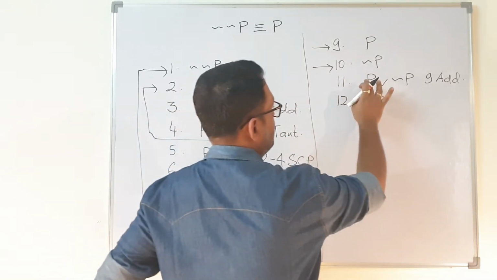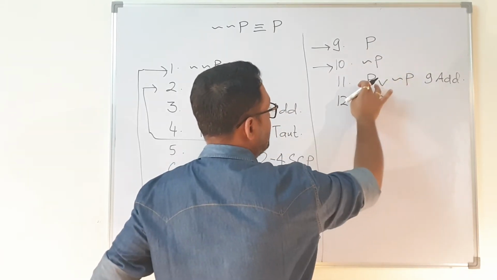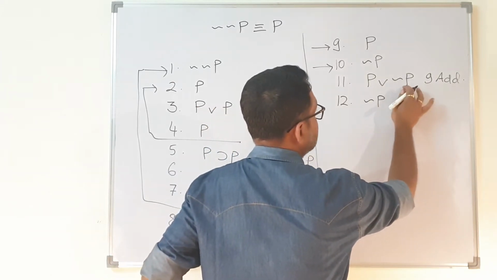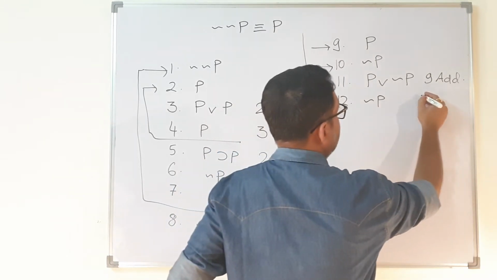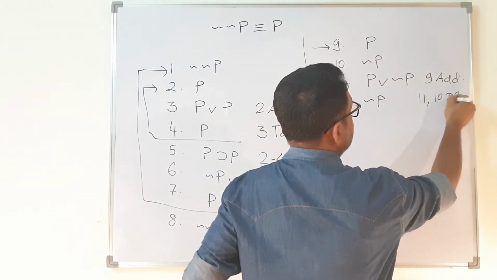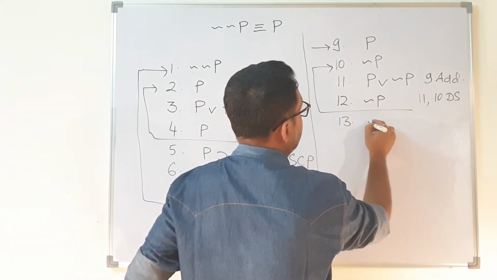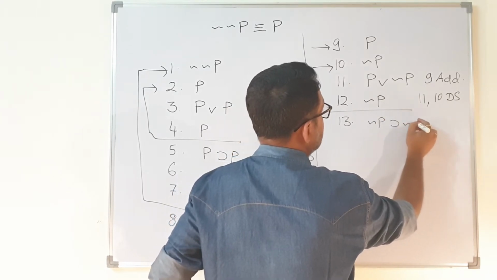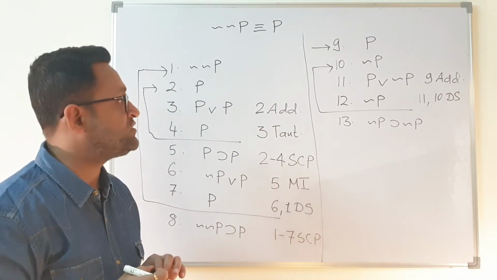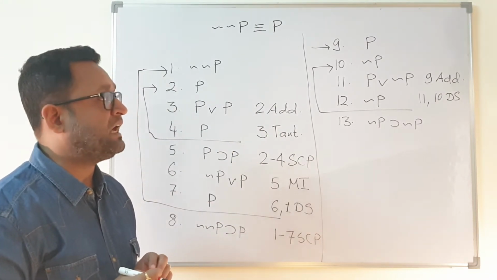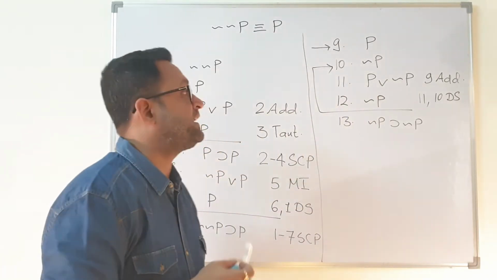Now I have put P wedge negation P, that means I have added on this, so 9 addition. And then if I apply on this negation P, I will get this negation P, and I applied negation P over here for DS. So it will be 11, 10 DS. So I have got this negation P. Now if I put a closure, I will get negation P implies negation P. Again, it will give me double negation P wedge negation P. But then again, it is not going to serve my purpose. Okay, no problem. Let us try it in another way.